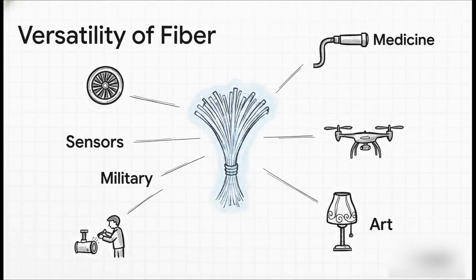I mean, the versatility of this stuff is just awesome. You've got medical scopes that let doctors see inside your body. You have sensors that can measure the insane temperatures inside a jet engine, or tell if a bridge is under too much stress. The military uses it for jam-proof drones. And yeah, of course, you've definitely seen them in those cool decorative lamps and toys.